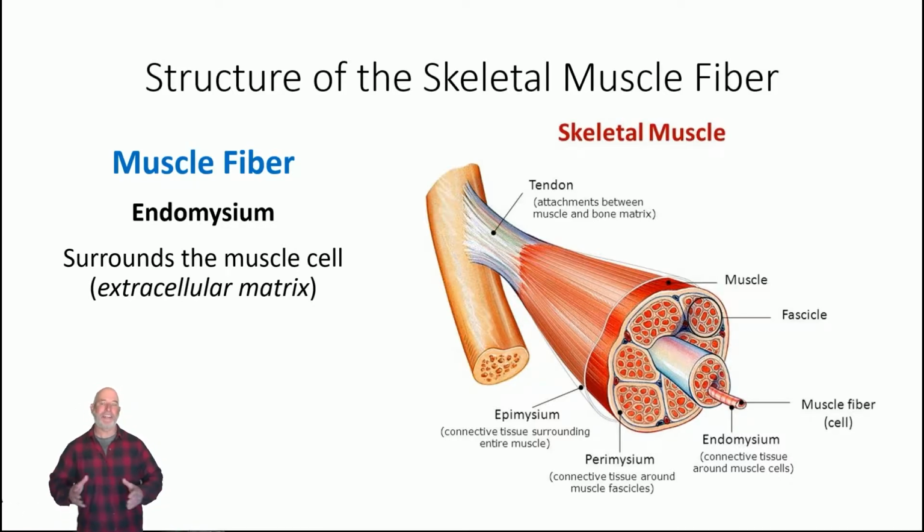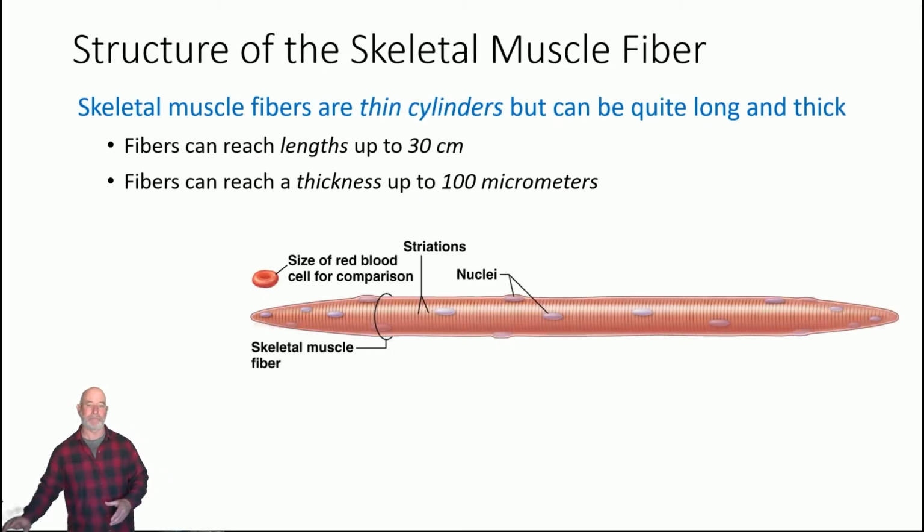First of all, each of our muscle fibers is surrounded by a fascia called the endomysium. Endo, of course, means within. It's tough. It's made of collagen, right? So it makes our muscle cells very strong. And it's part of the extracellular matrix, so it's outside the muscle cell, okay? It's outside the cellular membrane of the muscle.